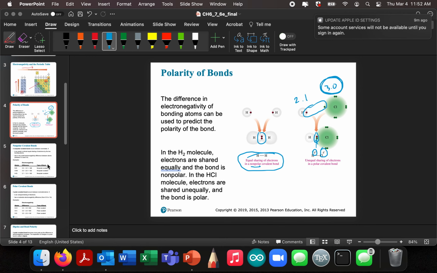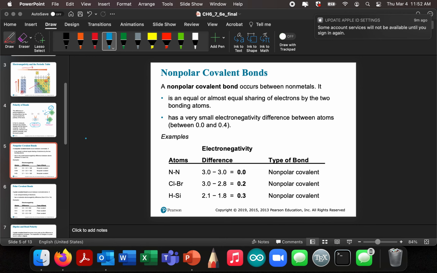All right. So now nonpolar covalent bonds occur between nonmetals typically. Always between nonmetals. It is an equal or almost equal sharing of electrons by the two bonding atoms. Okay, and that's going to arise from a very small difference in electronegativity between the two. So if, for example, two nitrogen atoms are sharing electrons, well, their electronegativities are the same, 3 and 3, right?